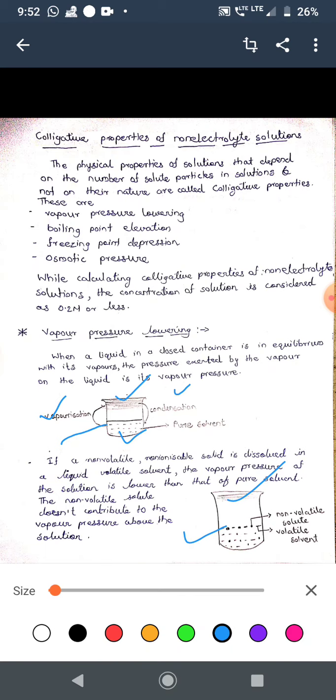This means the number of molecules getting vaporized will be less, and as fewer molecules are vaporized, the vapors formed at the top will also be less. As the vapor will be less, the vapor pressure applied by the gas will also be less. Thus, when non-volatile solute is added to the pure volatile solvent, the vapor pressure of the solution decreases.